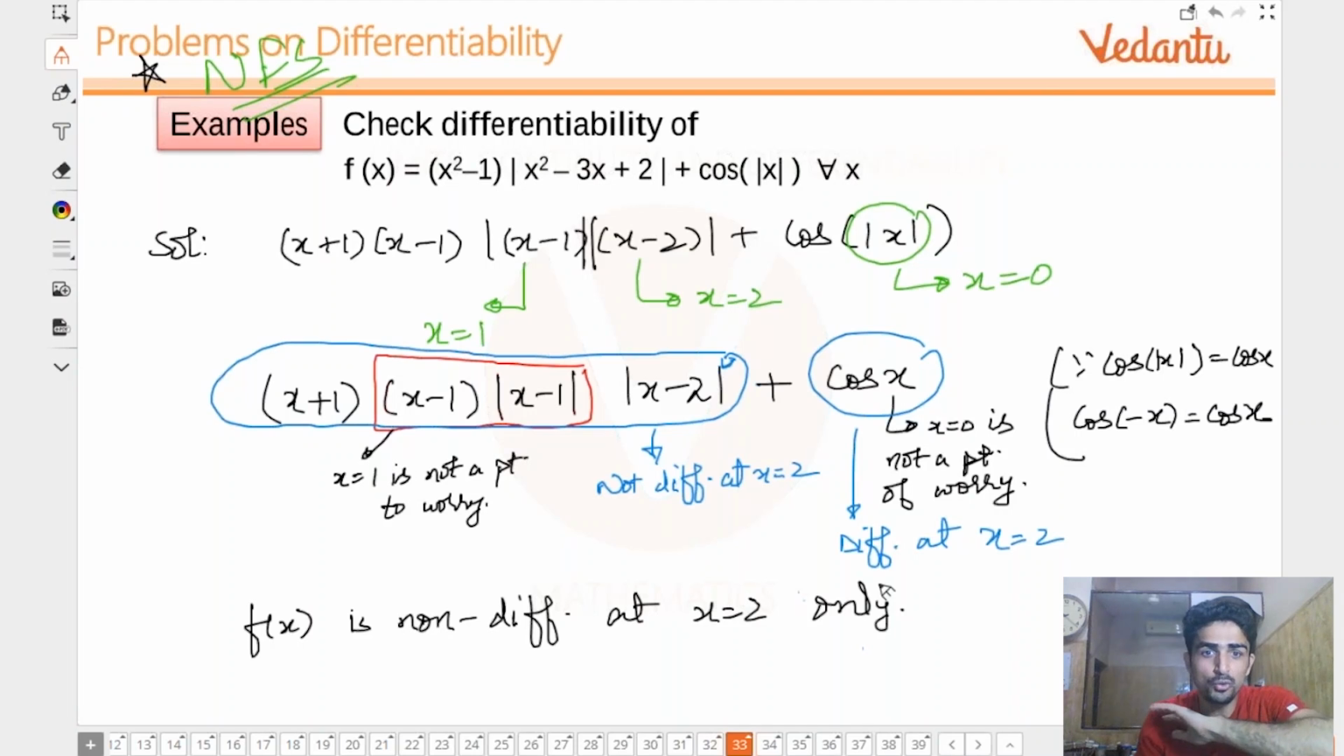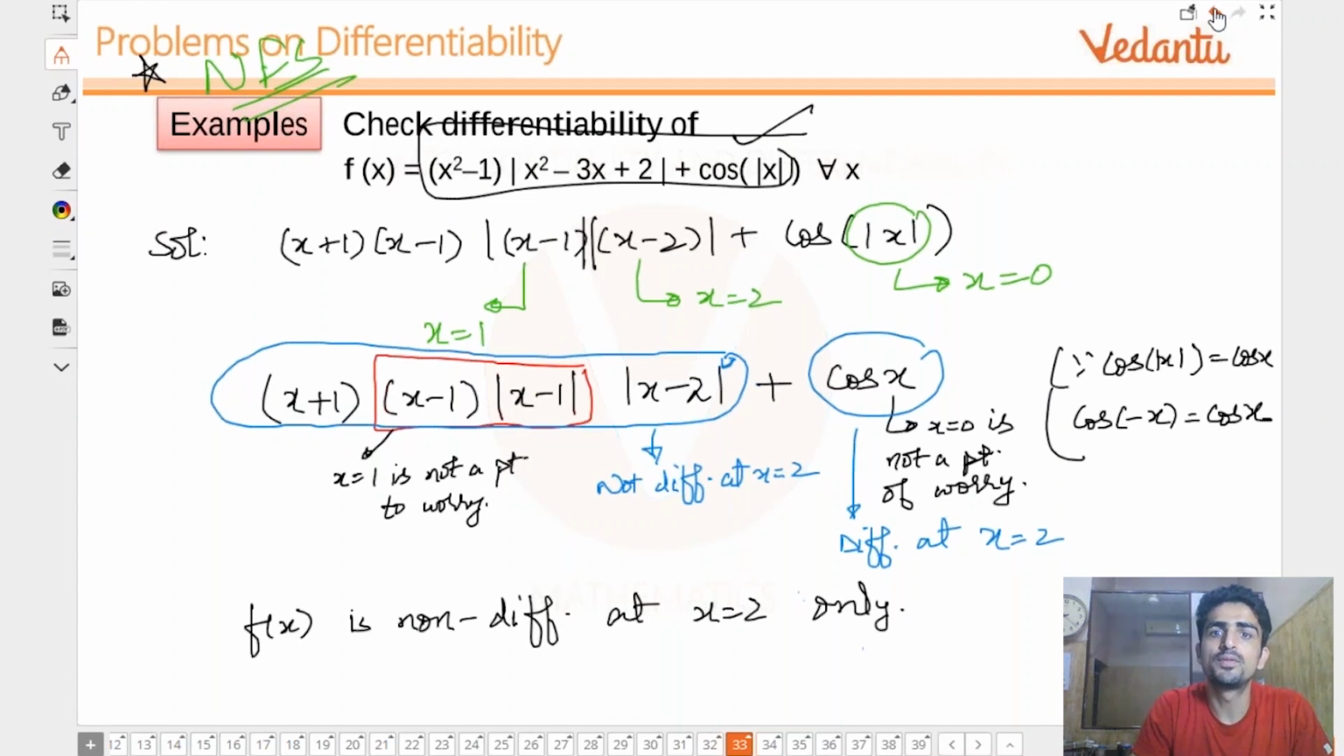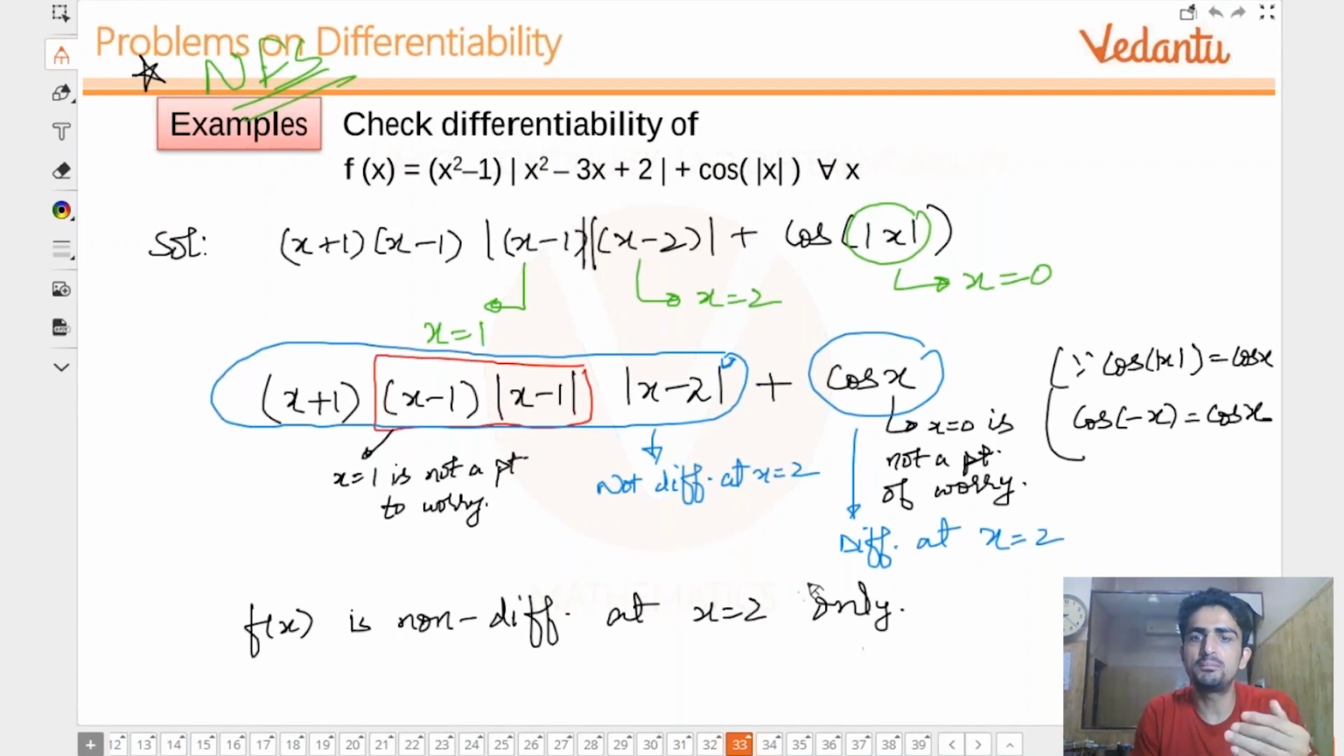I just didn't do any work. I just didn't find RHD, LHD. Beta, you will go crazy if you try to find RHD, LHD for such a big expression. Just by mere basic fundamentals, I deduced that x equal to 2 is the only point where my function might create problem. And then using another fundamental, I just said authoritatively x equal to 2 is a point of non-differentiability. That is all you have to learn.